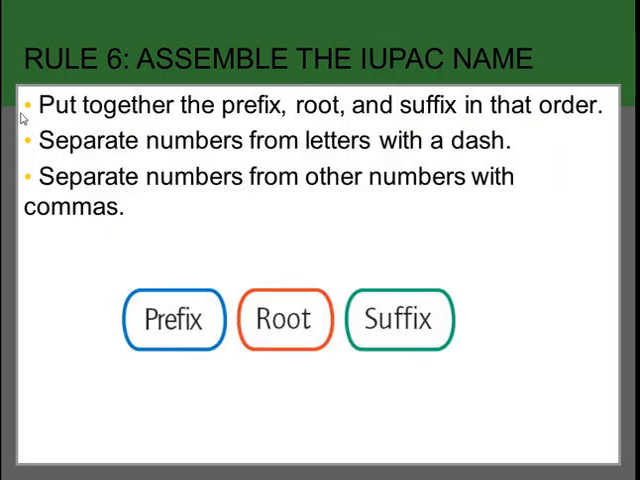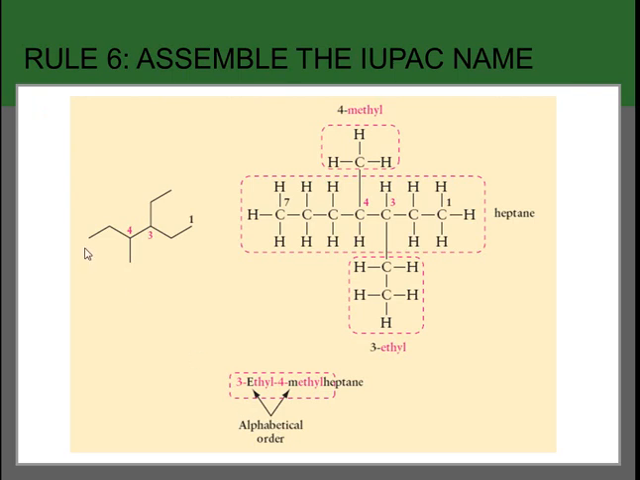So the last rule then, assemble the IUPAC name. Put the prefix in front of the root and put the suffix at the end. Separate numbers from letters with a dash, and separate numbers from other numbers with commas. So for example, our example here was 3-ethyl, 4-methyl, and we put the substituents in alphabetical order, ethyl before methyl, and we put their number in front of them, 3-ethyl-4-methyl, no space, heptane, to indicate a 7-carbon chain.